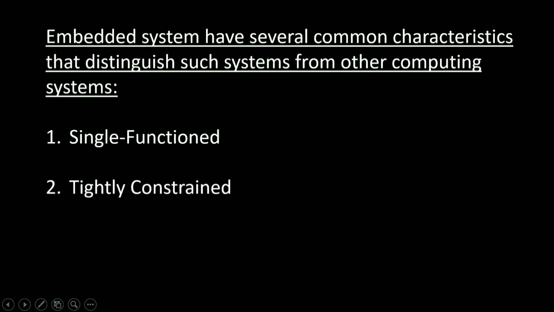Second, we can say that embedded systems are tightly constrained. All computing systems have constraints on design metrics, but those on embedded systems can be especially tight. A design metric is a measure of implementing a feature such as cost, size, performance, and power. These four things are very important.